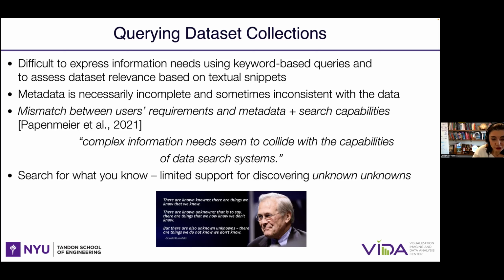There's a number of people that have started to look at this problem. In a recent study, Pappenmeyer and colleagues did a big survey with social science researchers. They found that there is a huge mismatch between the user requirements and the metadata and search capabilities currently provided by these repositories. These repositories may be useful if you know what you're searching for, but they are very limited, and it can be very hard for discovering what you don't know, right? The unknown unknowns, as Don Rumsfeld nicely put a while back.